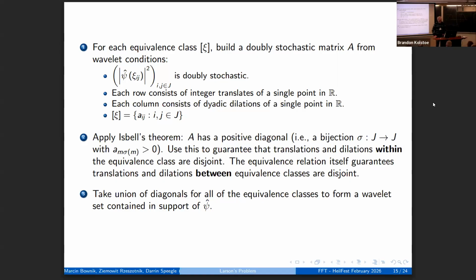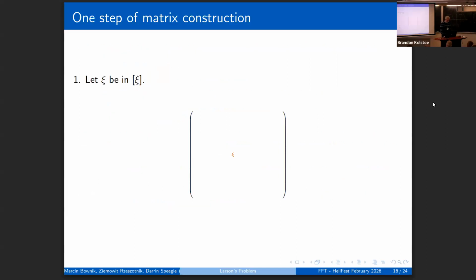So this is the overview. I have some slides here giving a picture of how you build the matrix. I'm not sure how useful they'll be, but we'll give it a try.